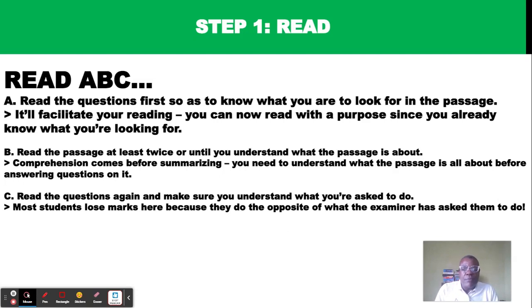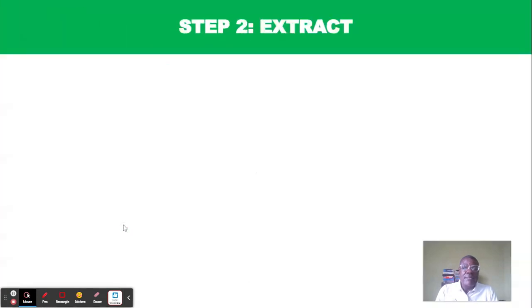Now, most students lose marks because they do not do the right thing. They do the opposite of what the examiner has asked them to do. And that is because they don't understand. They just jump into summarizing without understanding what they are supposed to do.